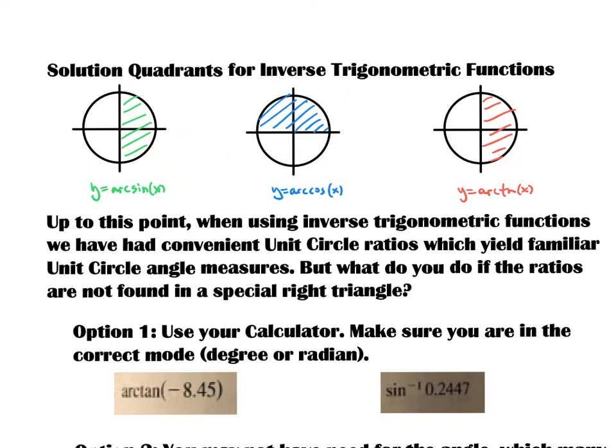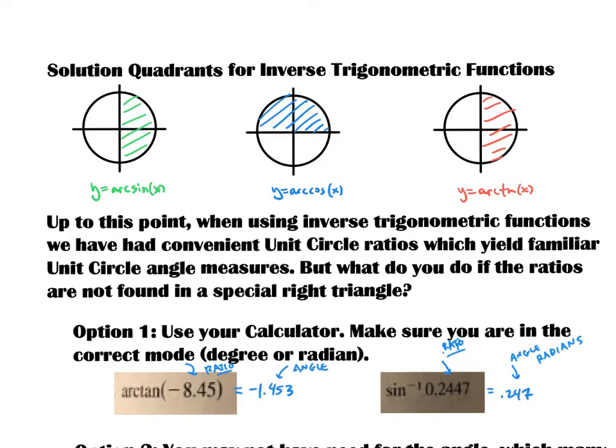I am getting negative 1.453. And then inverse sine, you would press second sine and 0.2447. That's going to yield you the angle of 0.247. So this right here is a ratio, and this right here is an angle in radians. Same here, this is a ratio, and this is an angle measure. If you're in radian mode, then that angle is in radians. If you're in degree mode, then that angle would be in degrees.